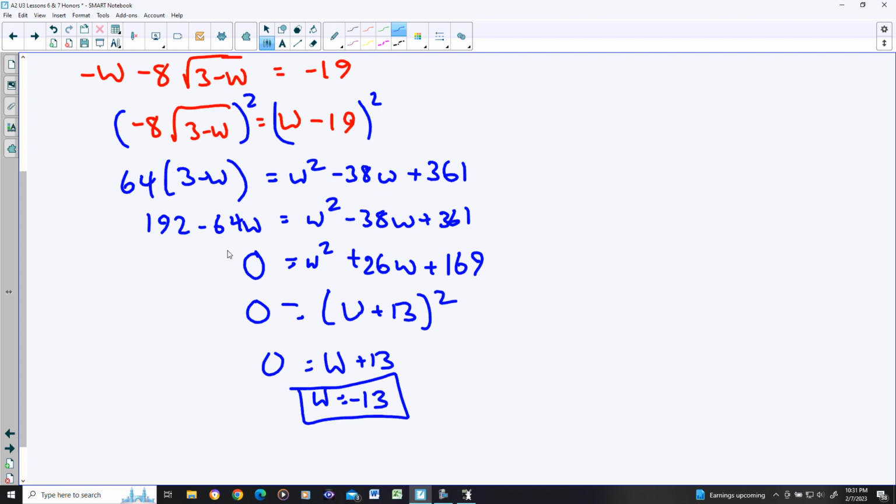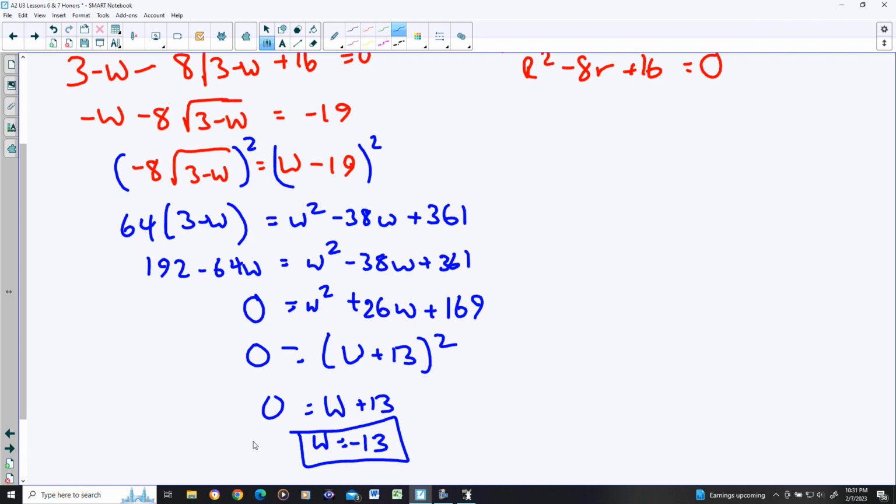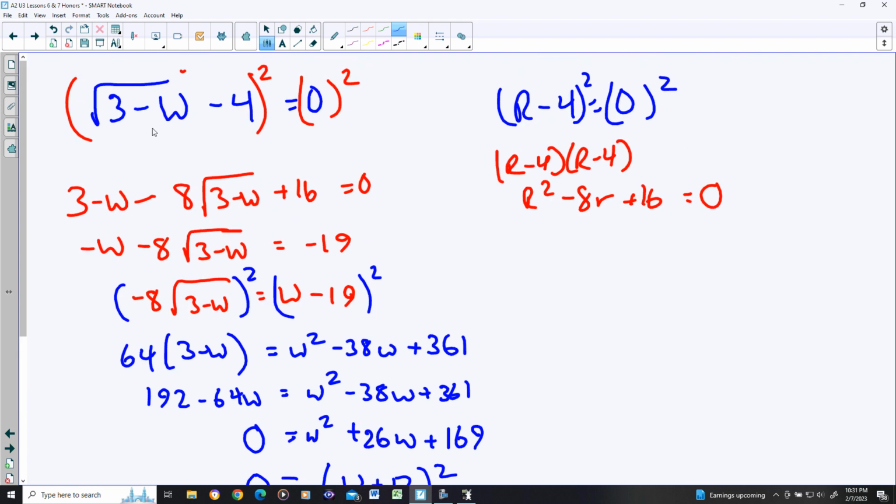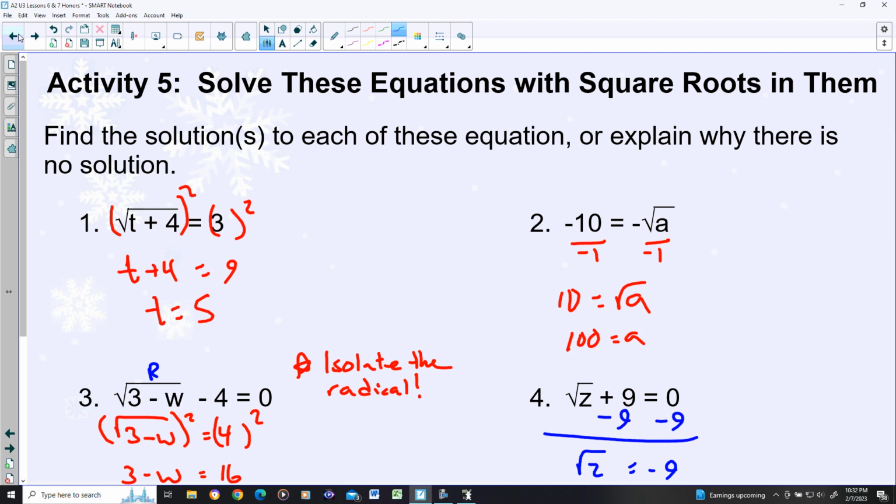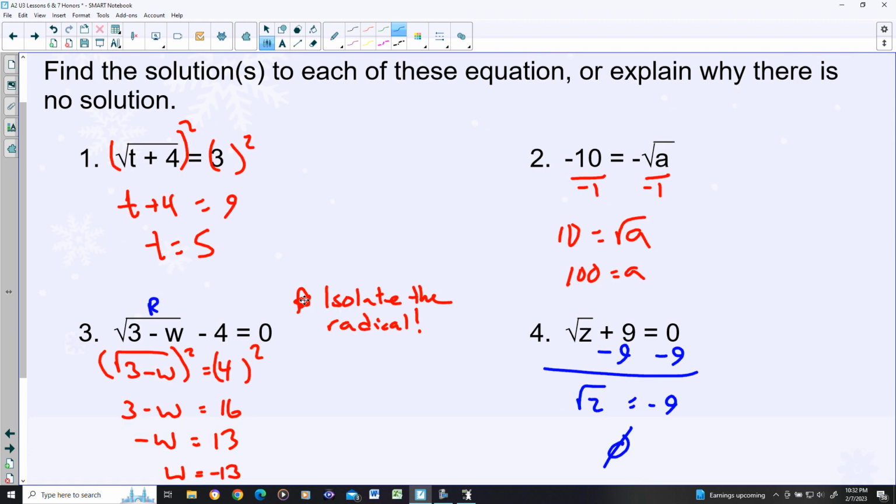Wow. Okay. That was a lot of work to go through, though, wasn't it? Just for that one problem. So, moral of the story, guys, please don't do this. I'm going to go back to this slide here. Isolate your radical terms. Make sure that before you square both sides, the radical piece is isolated on one side of the equation. You might have multiple terms on the other side, but never, at least for these, never any other radicals.